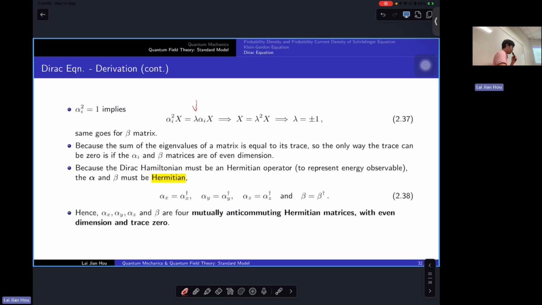And because the Hamiltonian operator must represent the energy observable, it must be a Hermitian operator. Hence alpha and beta must be Hermitian.